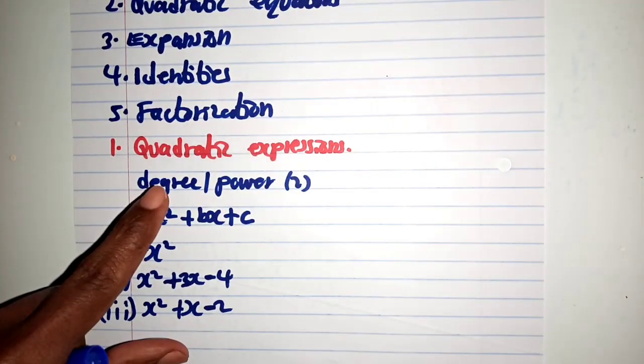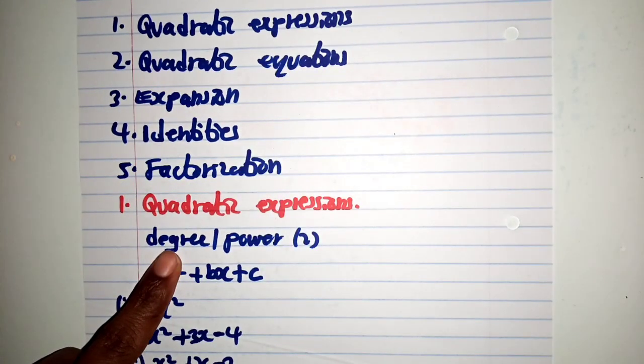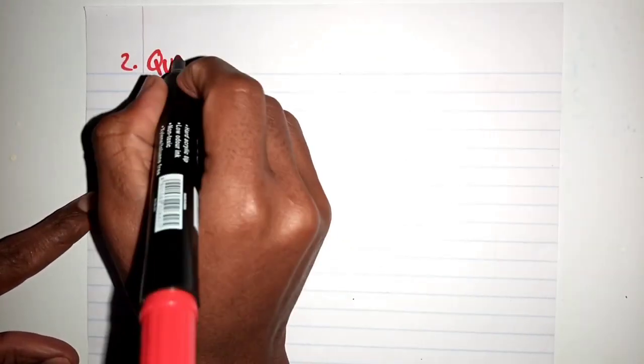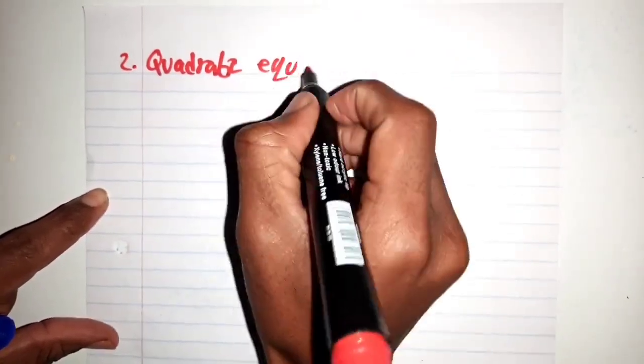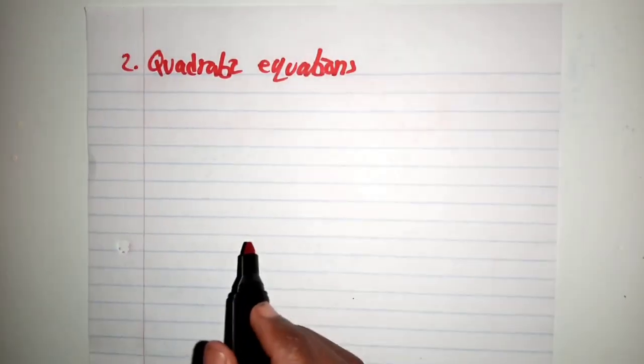Now let's look at our number 2, which is quadratic equations, and see what we mean by a quadratic equation. It will be our number 2, quadratic equations, because we are looking at several of them.